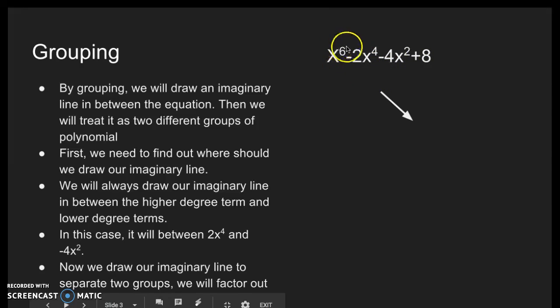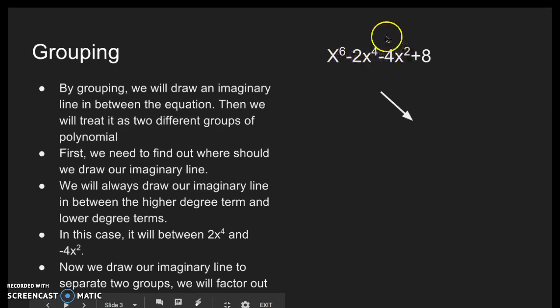It's x to the 6th power minus 2x to the 4th power minus 4x squared plus 8. So it looks like x to the 6th and minus 2x to the 4th belong to higher degrees, and negative 4x squared plus 8 is like second degree and zero degree. So in this case, it will be drawn between negative 2x to the 4th power and negative 4x squared.